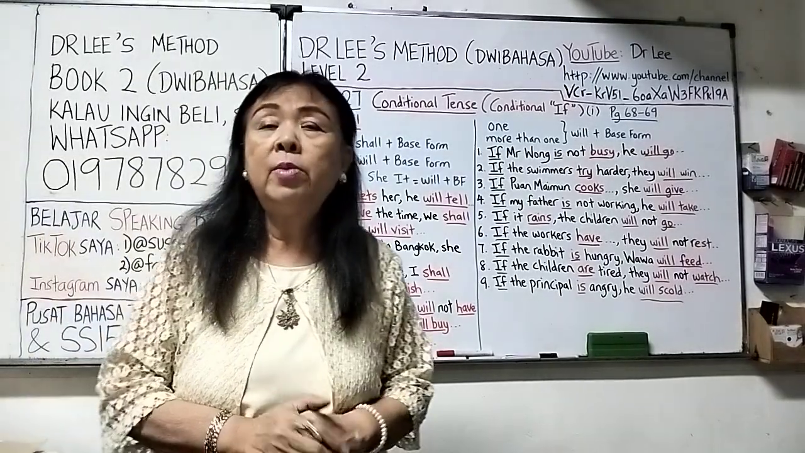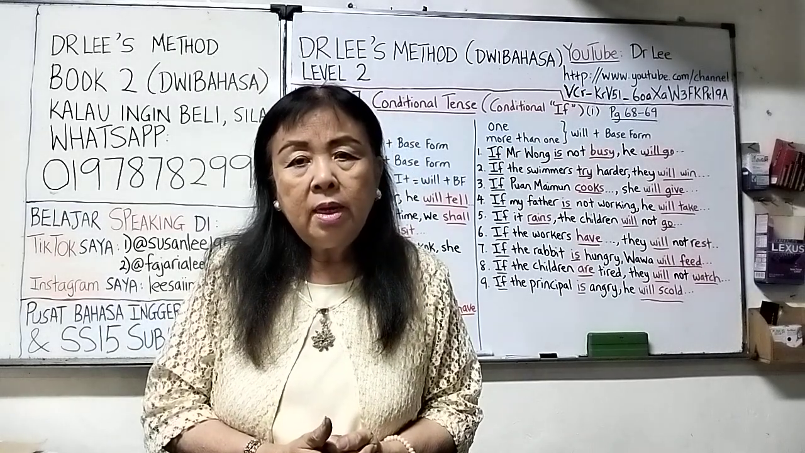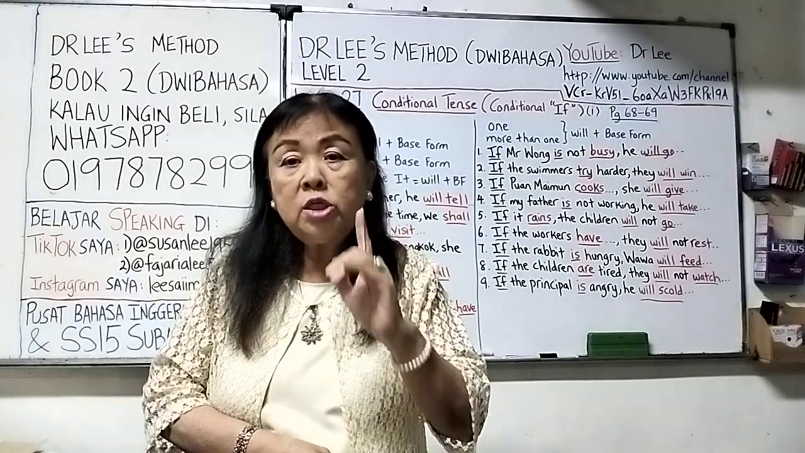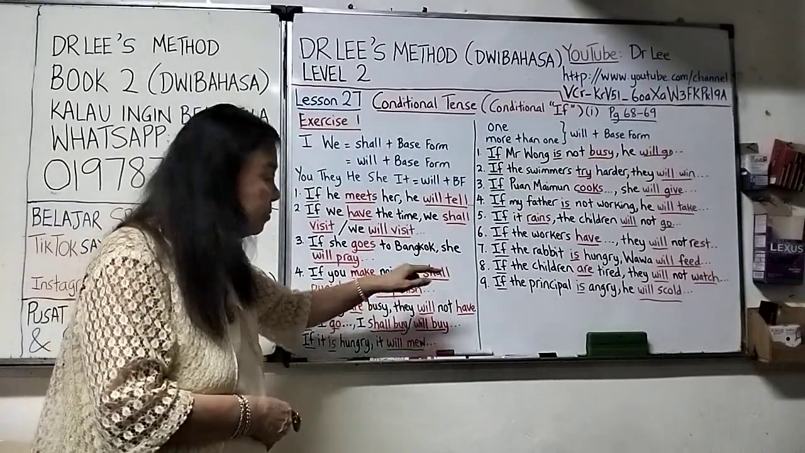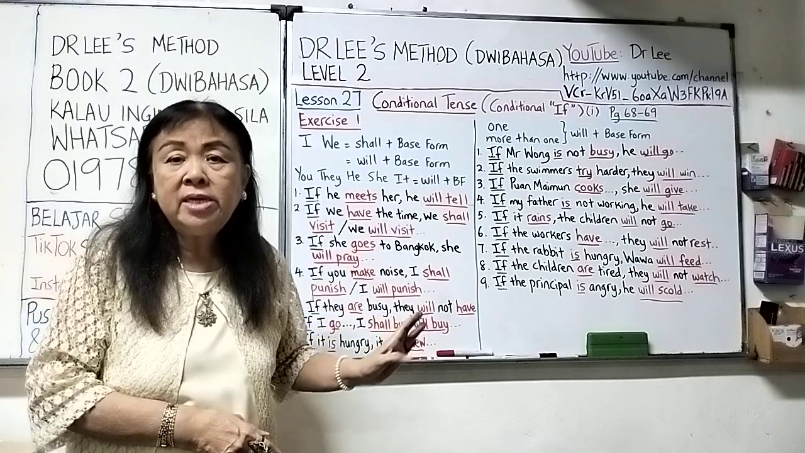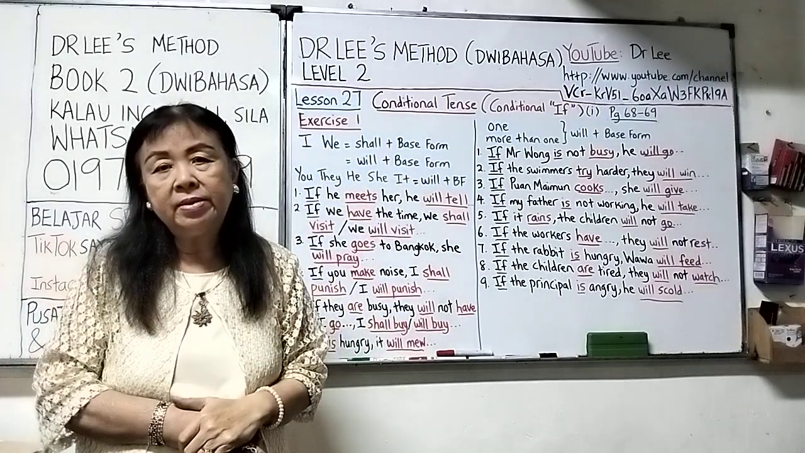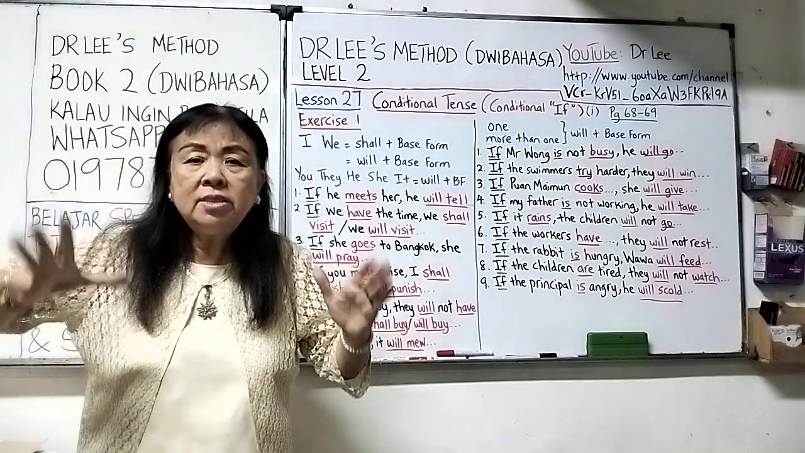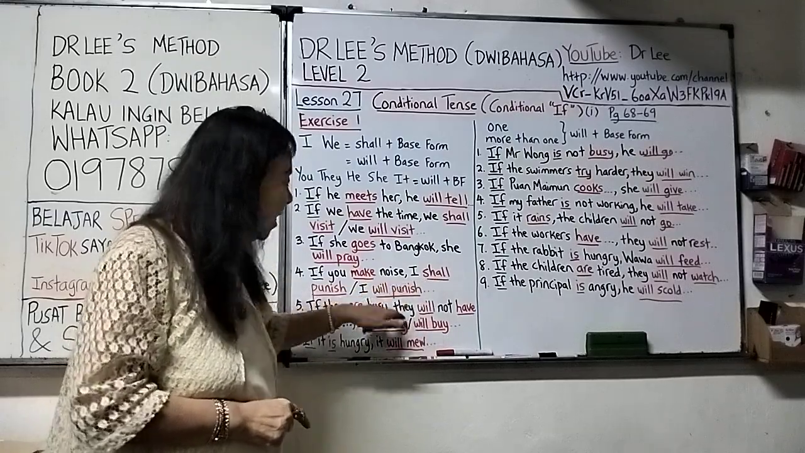Now, the question I want to ask you is, why do we use the present tense and then use will or shall in conditional tense? When we use the present tense and we use shall or will plus the base form, the function is that the chances of happening is very high. There's a big chance that it will happen, or we are very sure it will happen. So when we are sure something will happen, that it is true, that the chances of happening is very high, then we use present tense plus shall or will and then the base form.